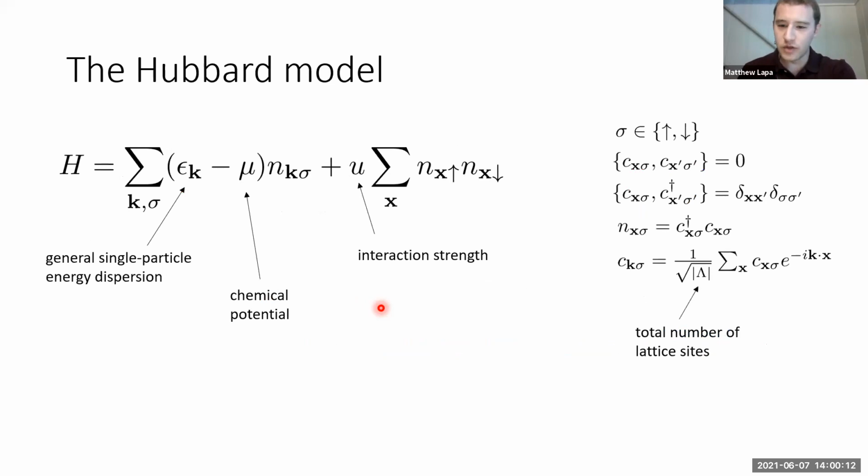All right, so then the rest of the talk, I'll just present the results and sketch the proof a little bit. So the main type of model I'll be looking at is the Hubbard model. And so let's just set the notation here.